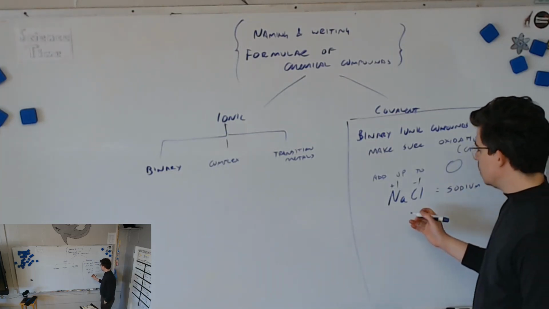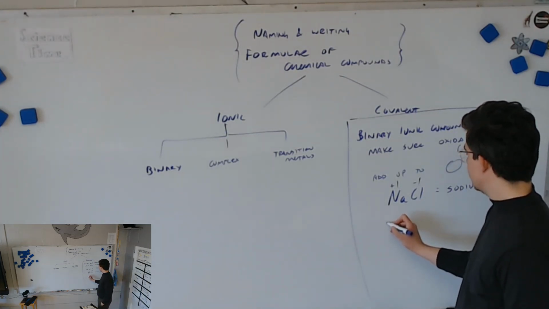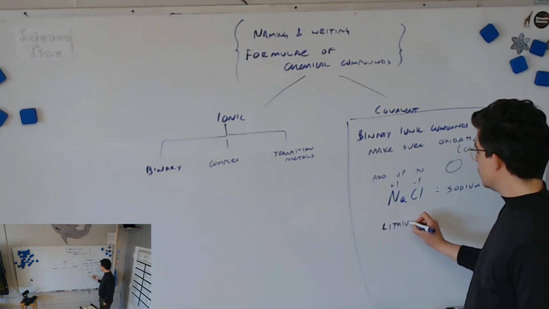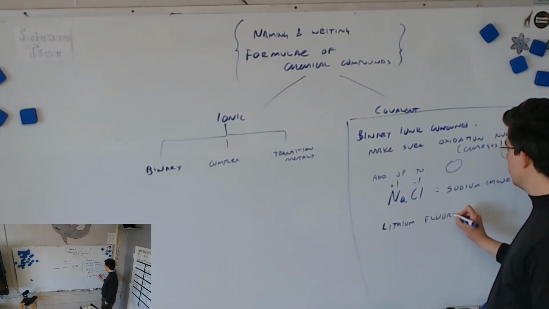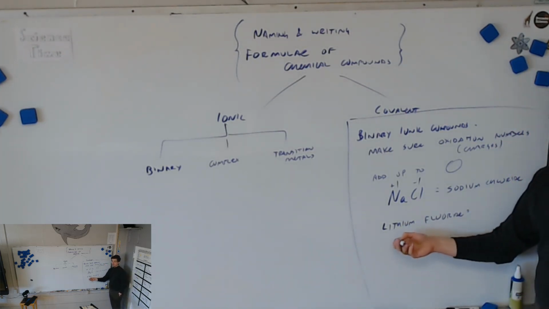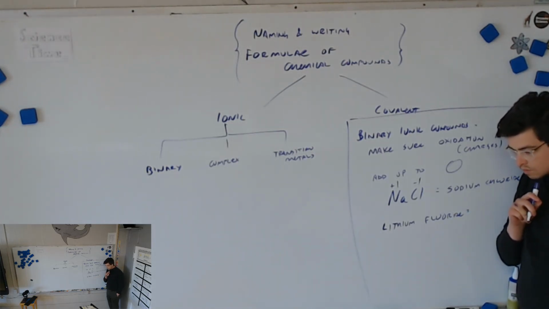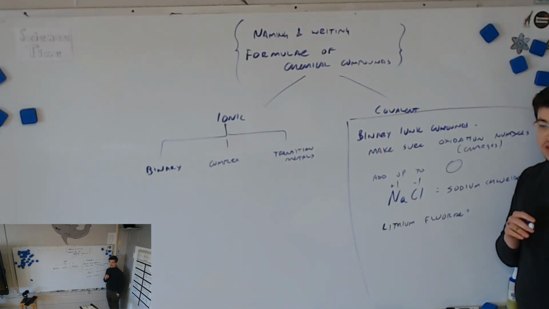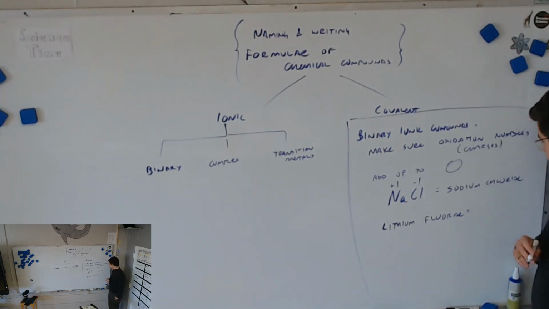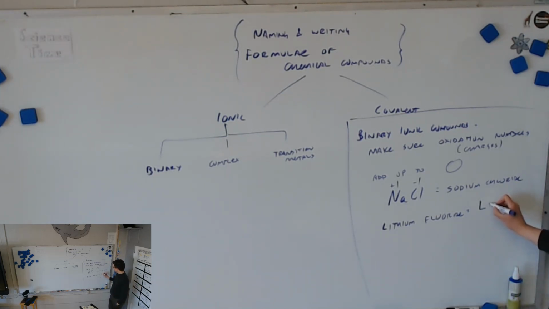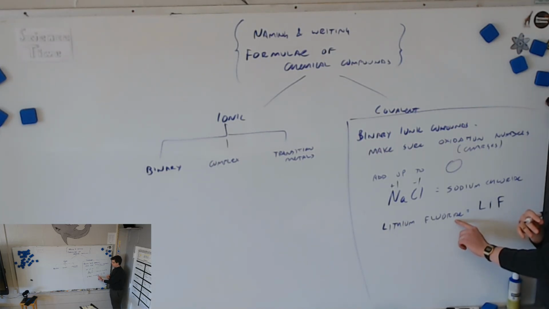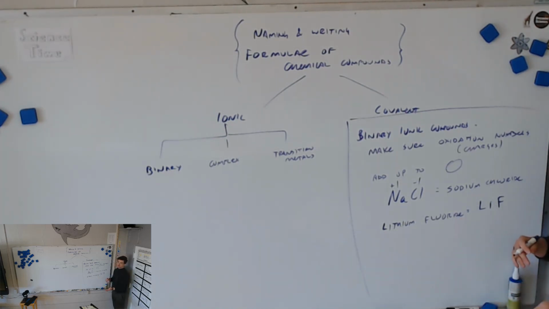So then, if it gets a little bit more complicated, let's do an easy one first. Lithium fluoride might be an example you have to do. Now, we have the name. How are we going to write the formula for this? What should we write first? Li, which is lithium, and then F, which is fluorine. Do you see how the fluorine became fluoride? That's because we always change the ending of the second one to ide, because it makes it sound nicer primarily, but also just the way we do it.